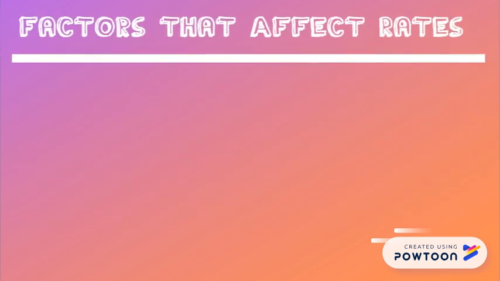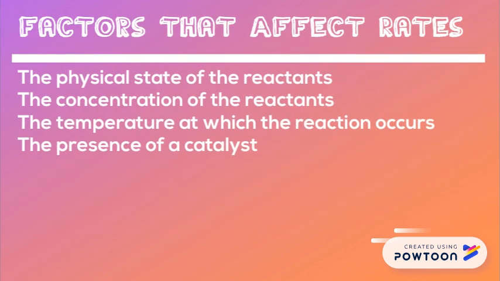There are four main factors that we can use to manipulate the speed of a reaction. First, the state of the reactants. Second, changing the concentration. Thirdly, changing the temperature. And finally, adding a catalyst.